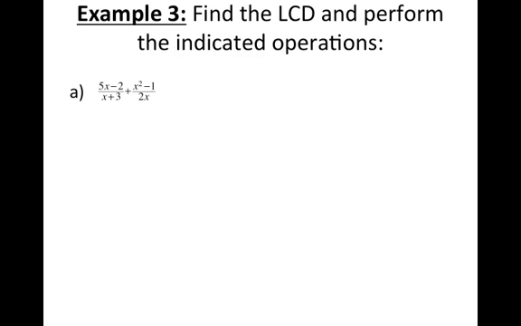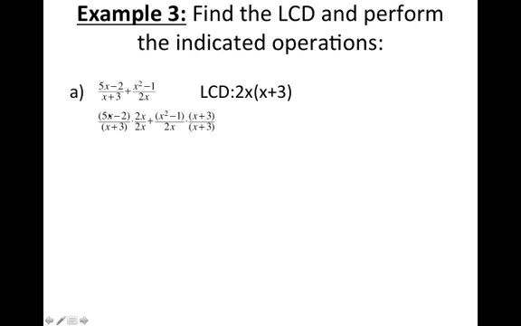All right, for example 3 part A, we've got 5x minus 2 over x plus 3 plus x squared minus 1 over 2x. We have different denominators, so we're going to have to find our least common denominator. Now these are fairly easy. X plus 3 is prime, and 2 times x is written in factored form as 2 times x. By prime, I just meant we couldn't factor it any further. The factors are there and obvious. So our least common denominator is going to be 2x times x plus 3.